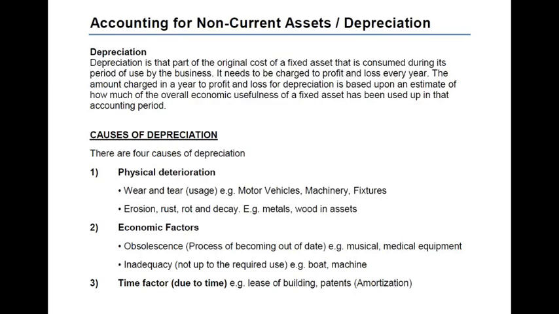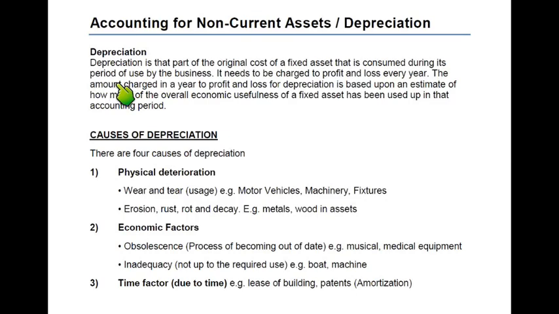Now, let me read the definition for you. Depreciation is part of the original cost of a fixed asset that is consumed during its period of use by the business. Meaning the part of the asset that we have used during this year is known as depreciation. If I have bought a car for maybe $100,000, and the car is worth $90,000 after 1 year, for example, then I have used the car worth $10,000, and this is depreciation. So it needs to be charged to profit and loss, that is the income statement. Depreciation is an expense, it is charged to the income statement.